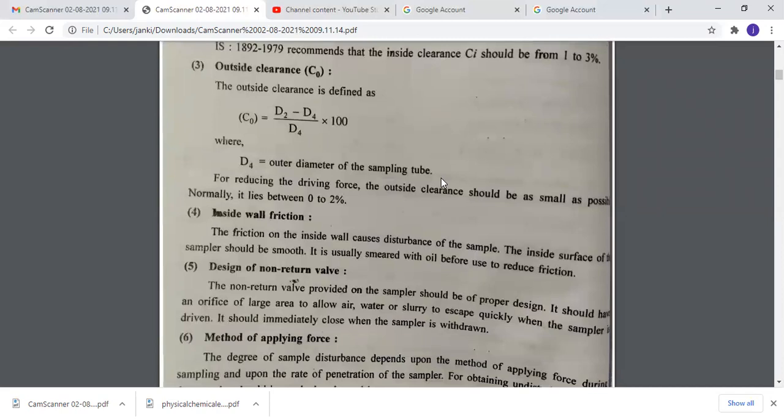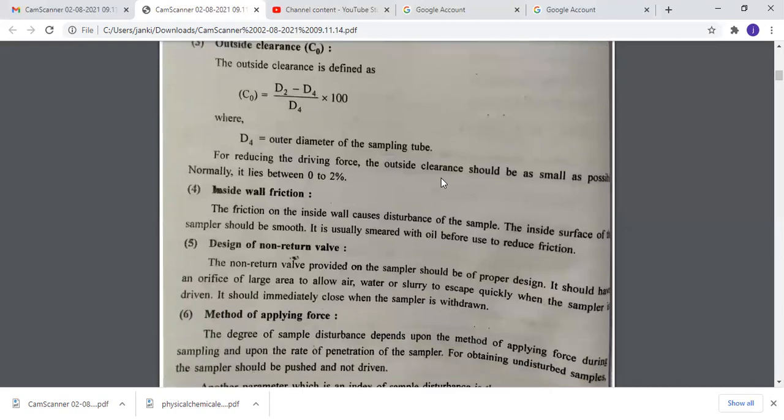Next is inside wall friction. The friction on the inside wall causes disturbance of the samples, so the inside surface of the sampler should be smooth. It is usually smeared with oil before use to reduce the friction. Oiling the inside wall is necessary because it avoids friction with the walls.